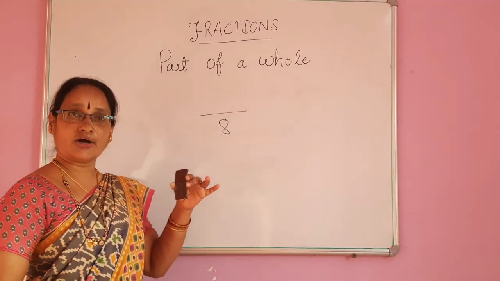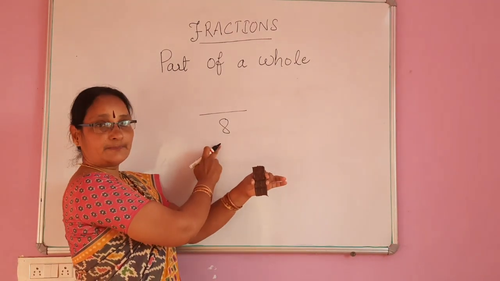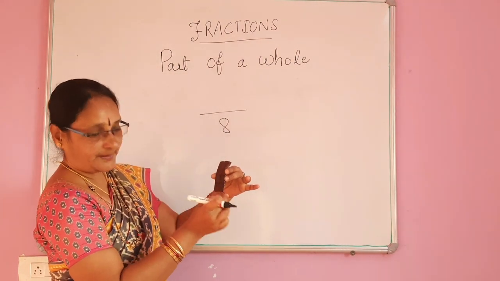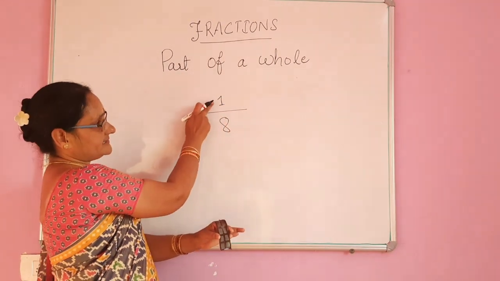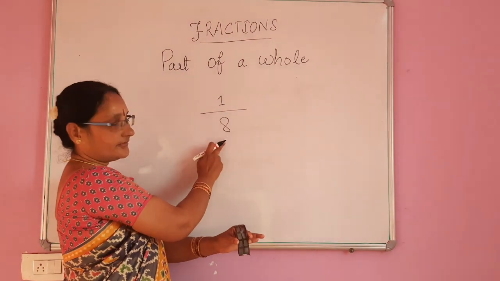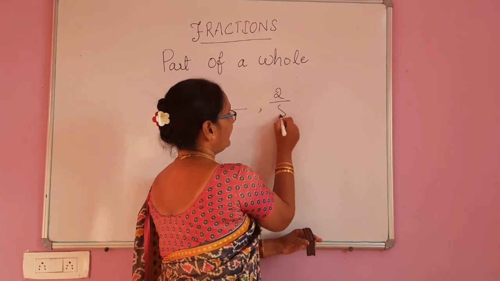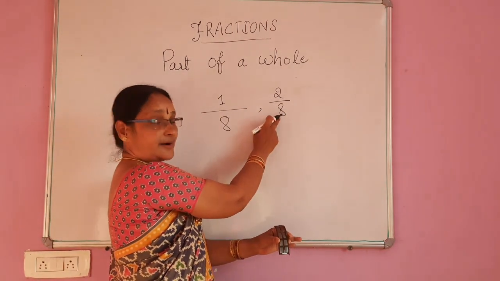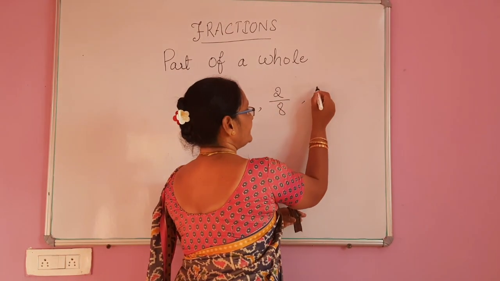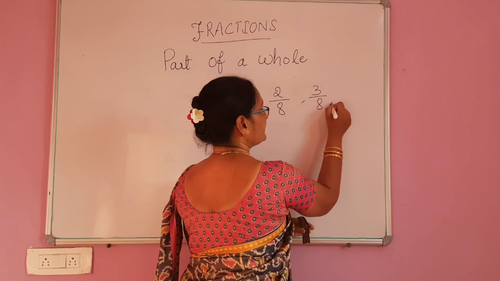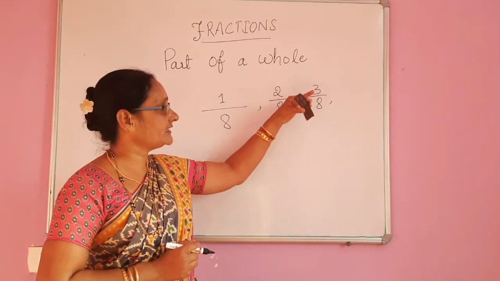The total parts you have to write in the denominator. How many parts are there in this chocolate? 8 parts. Now if I take just one part out of this, that is 1 by 8. If I take 2 parts, that is 2 by 8. 8 is the total number of parts present in the chocolate. And then next is 3 by 8. If I take 3 parts out of 8 parts, that is 3 by 8.